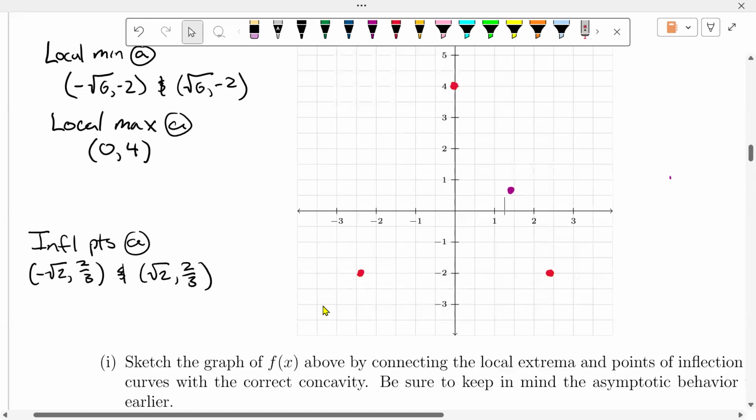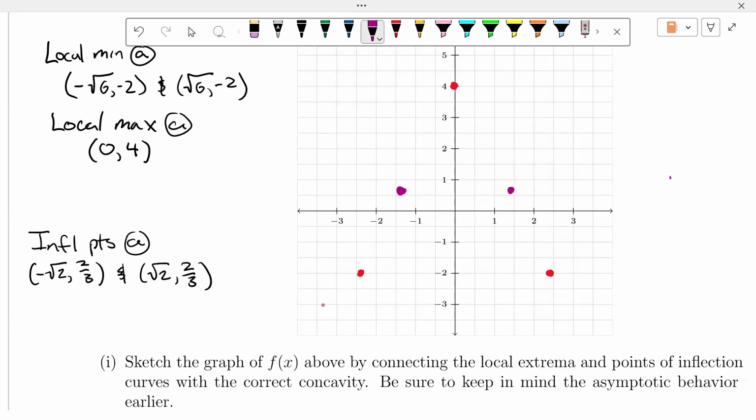And then I'll need another one mirroring it on the other side. This mirroring is kind of a coincidence. If you're wondering, does it always do this? No, it only does it because I tried to pick a nice problem that would be easy to work with algebraically. All right, so those are my inflection points.